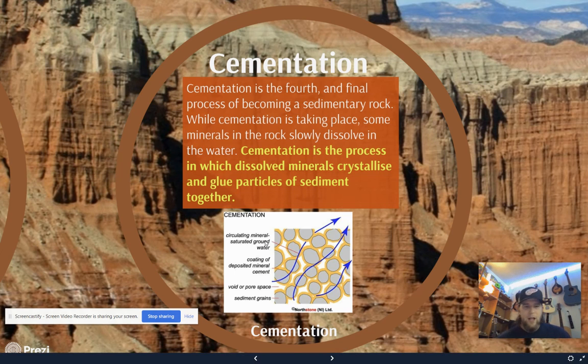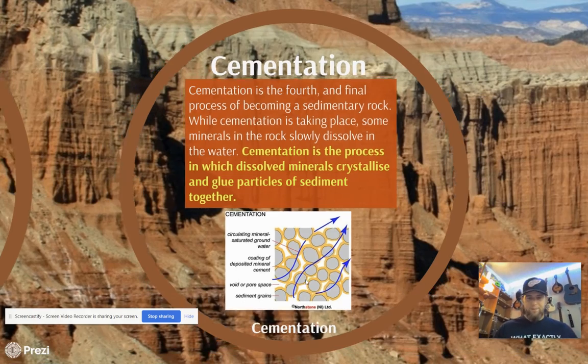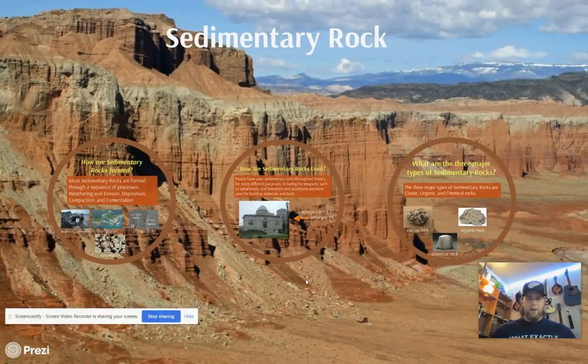So you can see here the circulating mineral-saturated groundwater deposits out some of those minerals, and then they crystallize, but it coats some of the other sedimentary pieces in there, and then it just becomes a solid from the cement. And let's hop on back out.